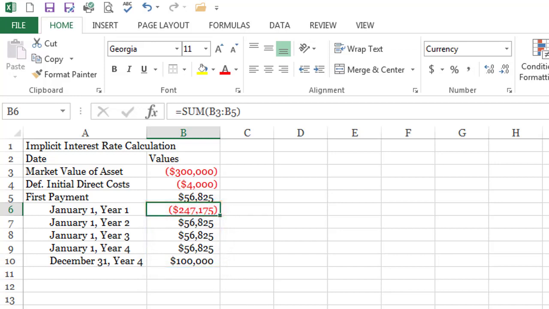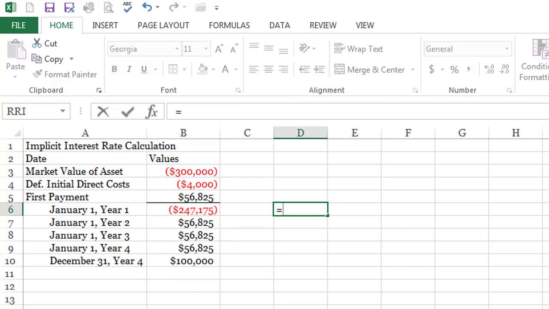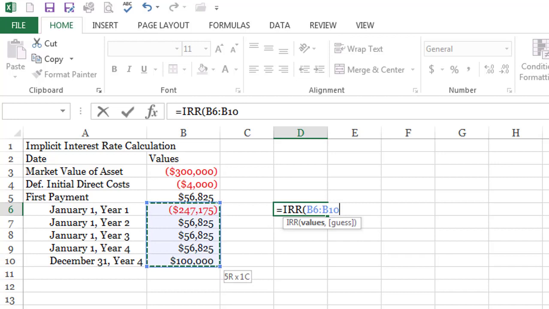The equation in Excel is really, really easy. Excel calls it the internal rate of return. So it's IRR, parenthesis, we then highlight the values, the negative number, and then these positive numbers. We've got a negative coming in today. We've got positives coming in over the next 4 years. And that's it.